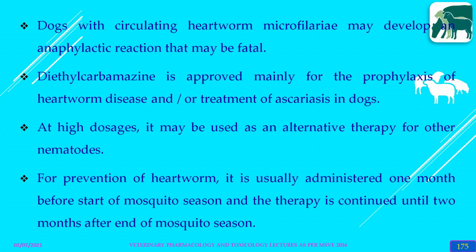For prevention of the heartworm, it is usually administered 1 month before the start of the mosquito season, and then the therapy is continued until 2 months after the end of the mosquito season. So before the mosquito season and after the mosquito season, this needs to be used. End of the season also, this should be used, because mosquitoes are one of the carriers of the heartworms, and you know the cycle very, very well.